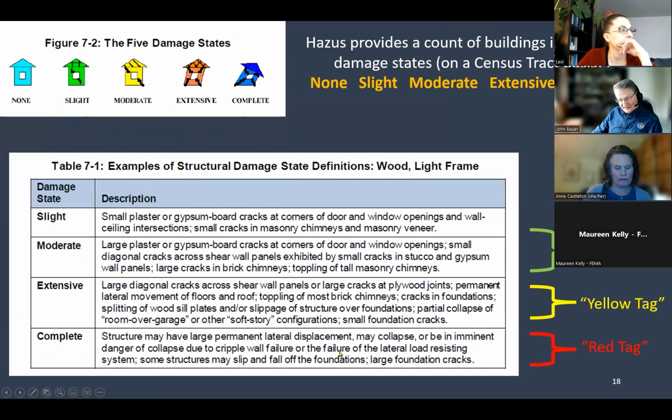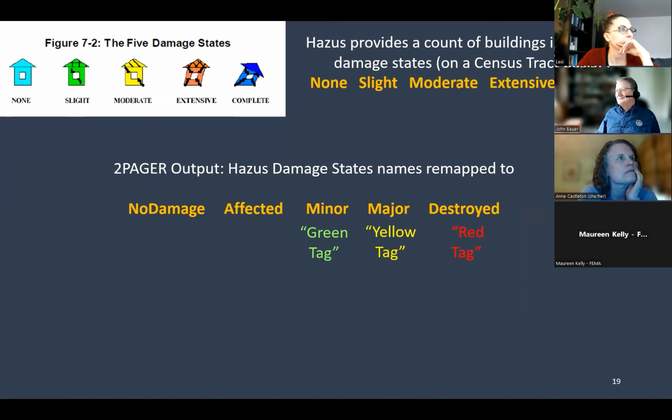Instead, I will just say buildings put in moderate are generally regarded as green tag, extensive are yellow, and complete are red tag. So there are your estimates of green, yellow, red, aggregated again at that census tract level. The 2PAGER product does rename these, so I have to warn you: instead of none, it's no damage, and slight is affected, but it's the same information with different names. And if you're wondering what green, yellow, and red are, they are not traffic lights. They are these guys, placards.